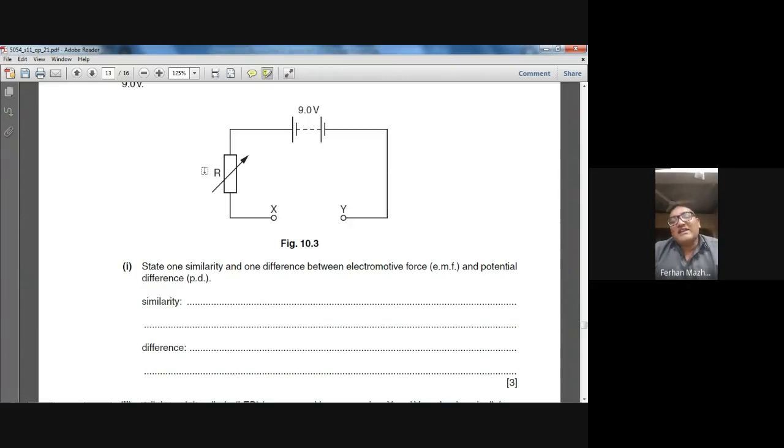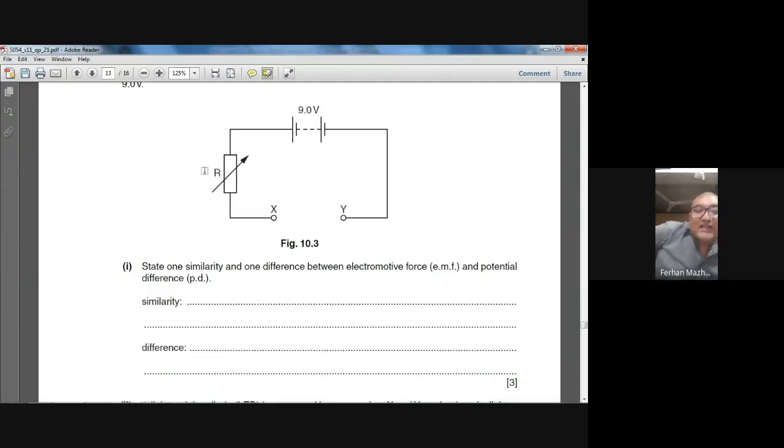It is said that through the LED 25 milliampere current is flowing. So it means the same current, 25 milliamperes, is flowing through the variable resistor. And from the battery, 9 volt are coming. So 1.7 volt are taken by the LED. So 9 minus 1.7, and the remaining voltage will be for the variable resistor.